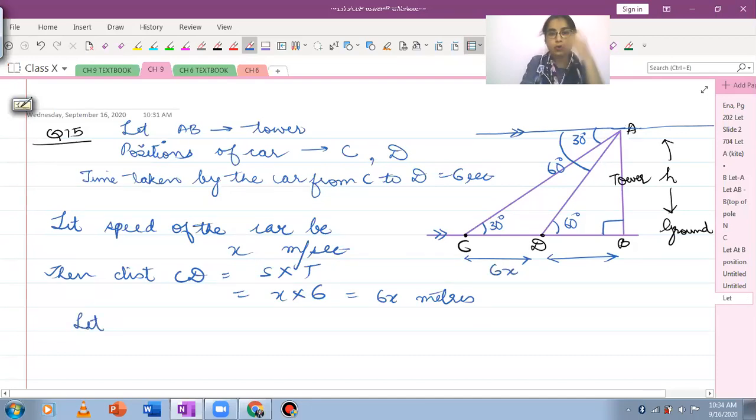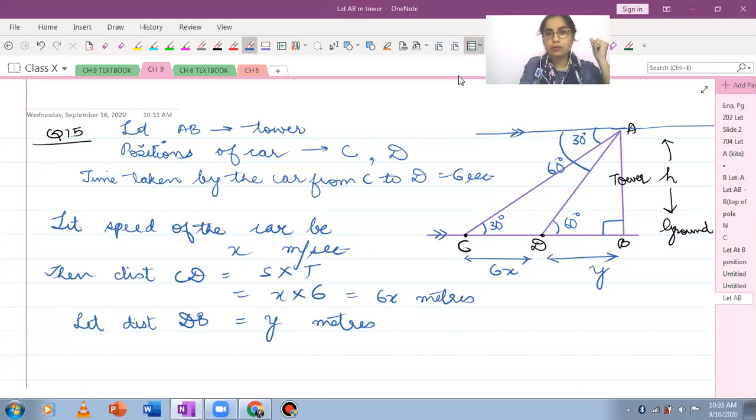And along with that, because from D to B, we have nothing. We want to find out how much time will be taken by the car to go from point D to point B. But for this, we have nothing. So I'm just going to assume that the distance DB is y meters. And now you have to write triangles, apply the T ratios, and then see what we get.